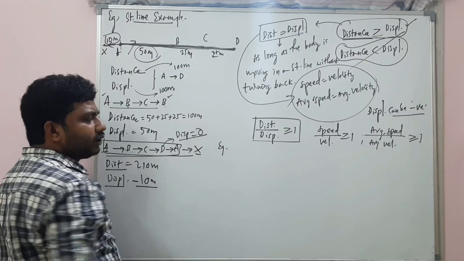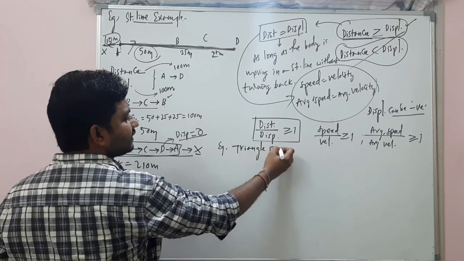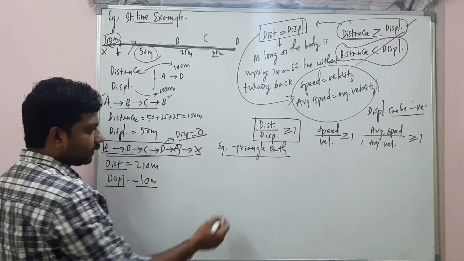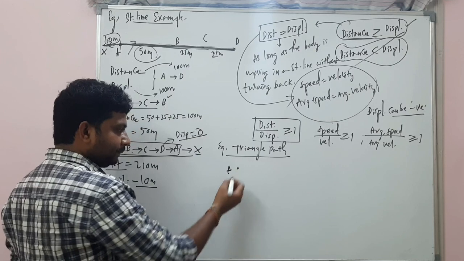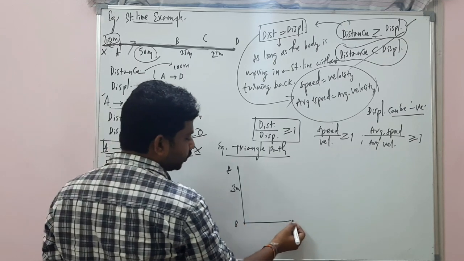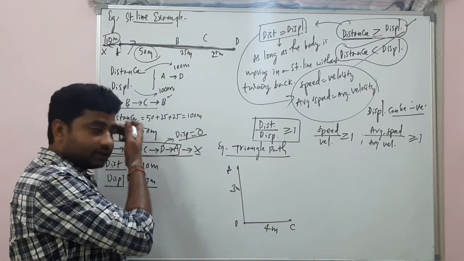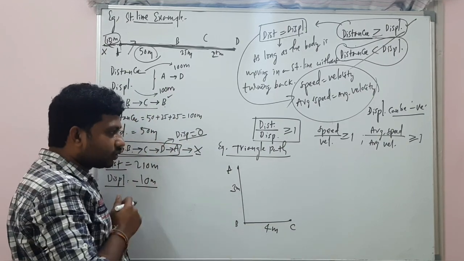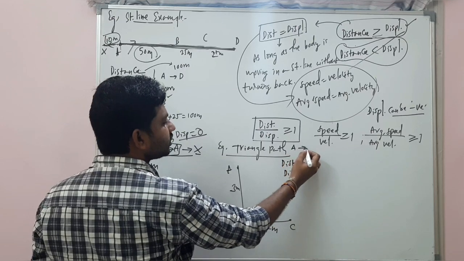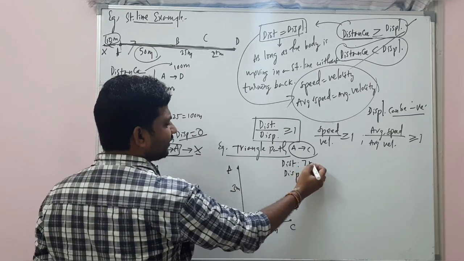And let's see the example of a triangle. If the body is moving in a triangle path, let us check how the distance and displacement can be discussed. Let's take a body starting from point A, reaching 3 meters here to B. From B to C, it reaches 4 meters. Both are perpendicular to each other. Now the question is, what is the distance and displacement from A to C. A to B, B to C, distance is 3 plus 4, it's 7 meters.